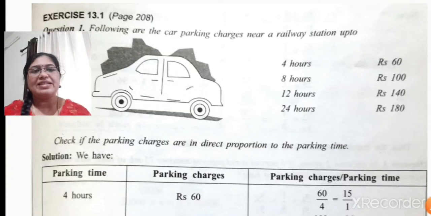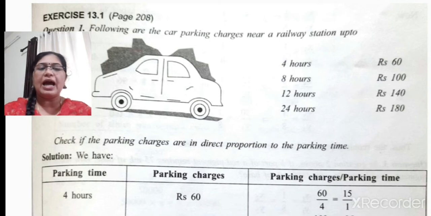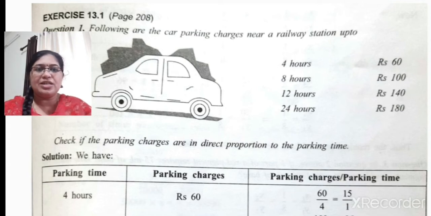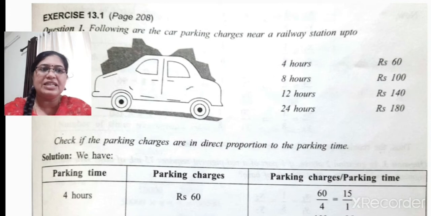Children, now exercise 13.1, first question. Following are the car parking charges near a railway station. The time is given. If it is for 4 hours, the charge is 60 rupees. If it is 8 hours, 100 rupees. 12 hours means it is 140. 24 hours means it is 180. So the question is, check if the parking charges are in direct proportion or not.